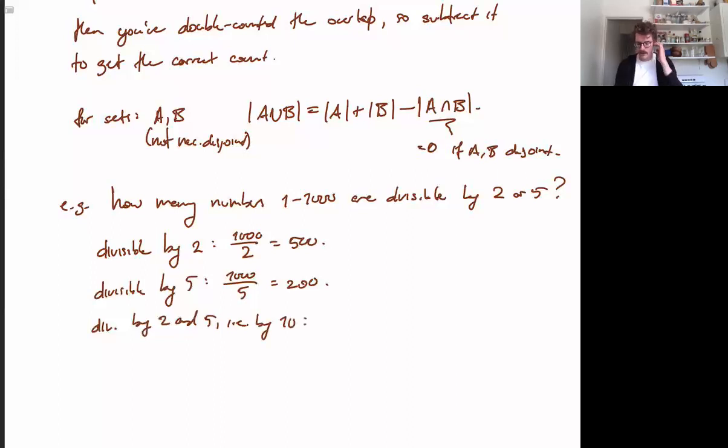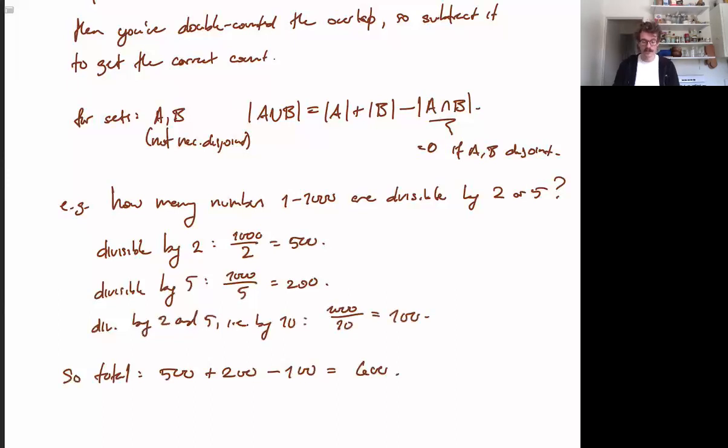And finally, what are the ones divisible by both? They're exactly the numbers divisible by 10, and by the same argument, the number of those is 1,000 over 10, which is 100. So the total is 500 plus 200 minus 100, which is 600. Very nice.